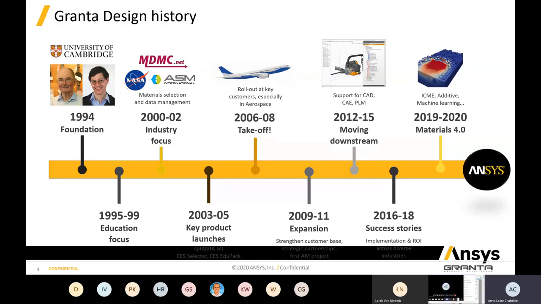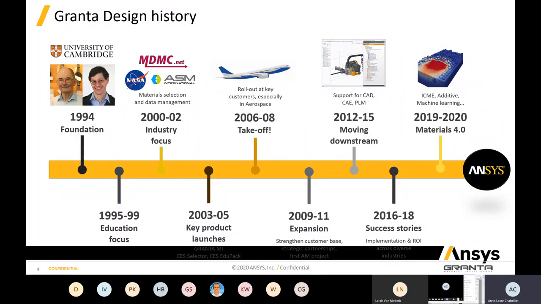And I joined Granta in 2000. They had just had a big investment from ASM International, which is the American Society of Materials, to help ASM digitalize their material information. And since then, we grew with our customers and with engineers to help develop the right tools to help them make the right material decisions across the development process.